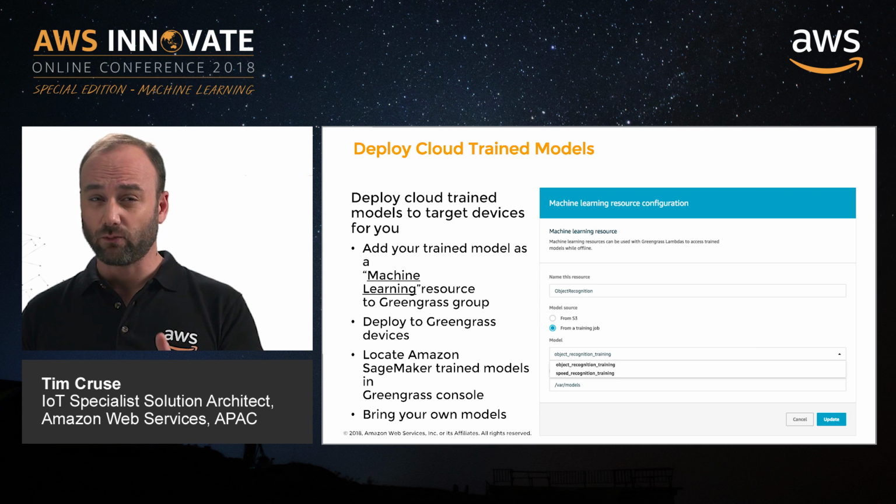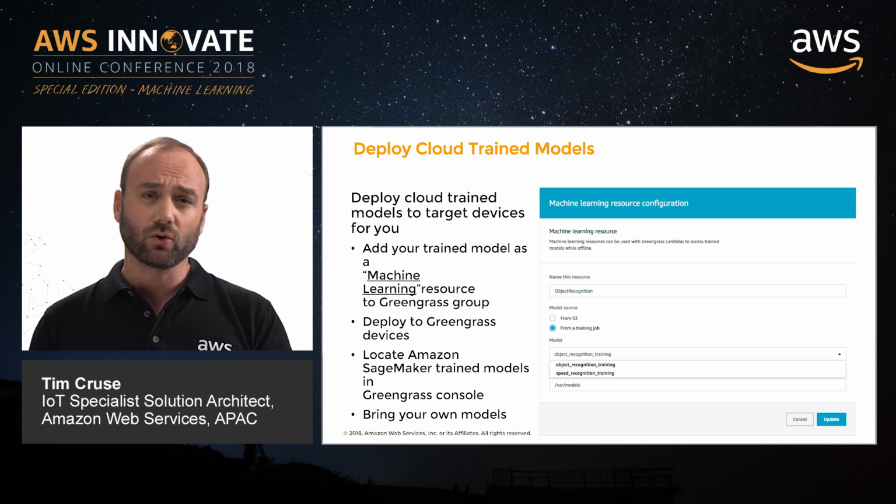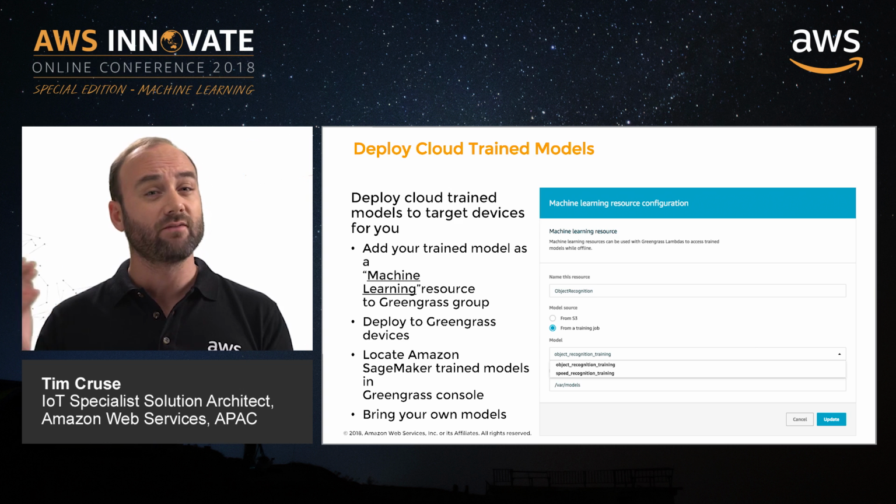From an AWS Greengrass perspective, you start by creating a machine learning resource within your Greengrass group. You provide your model to that resource. This model can be one you already have and provide via an S3 bucket, or you can simply use the output of a SageMaker trained model.